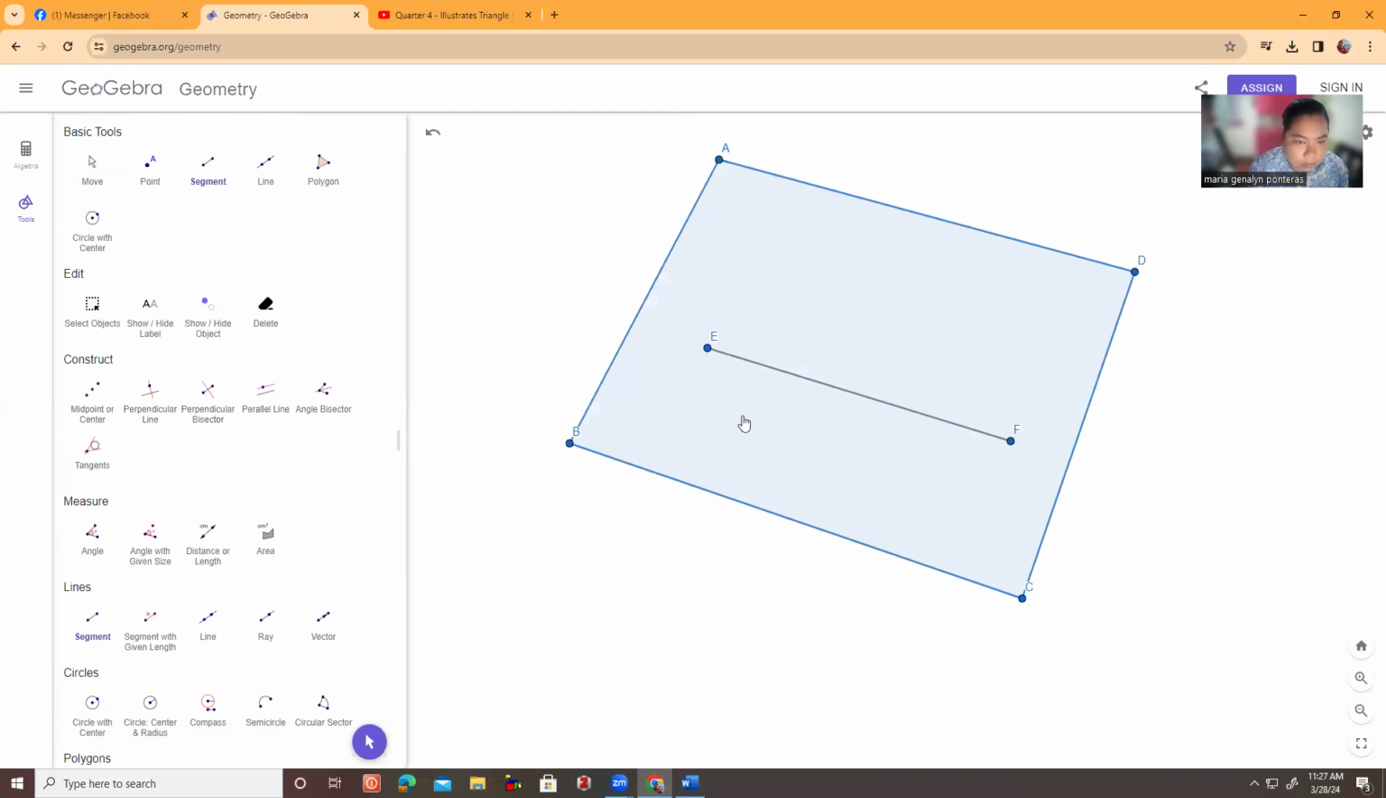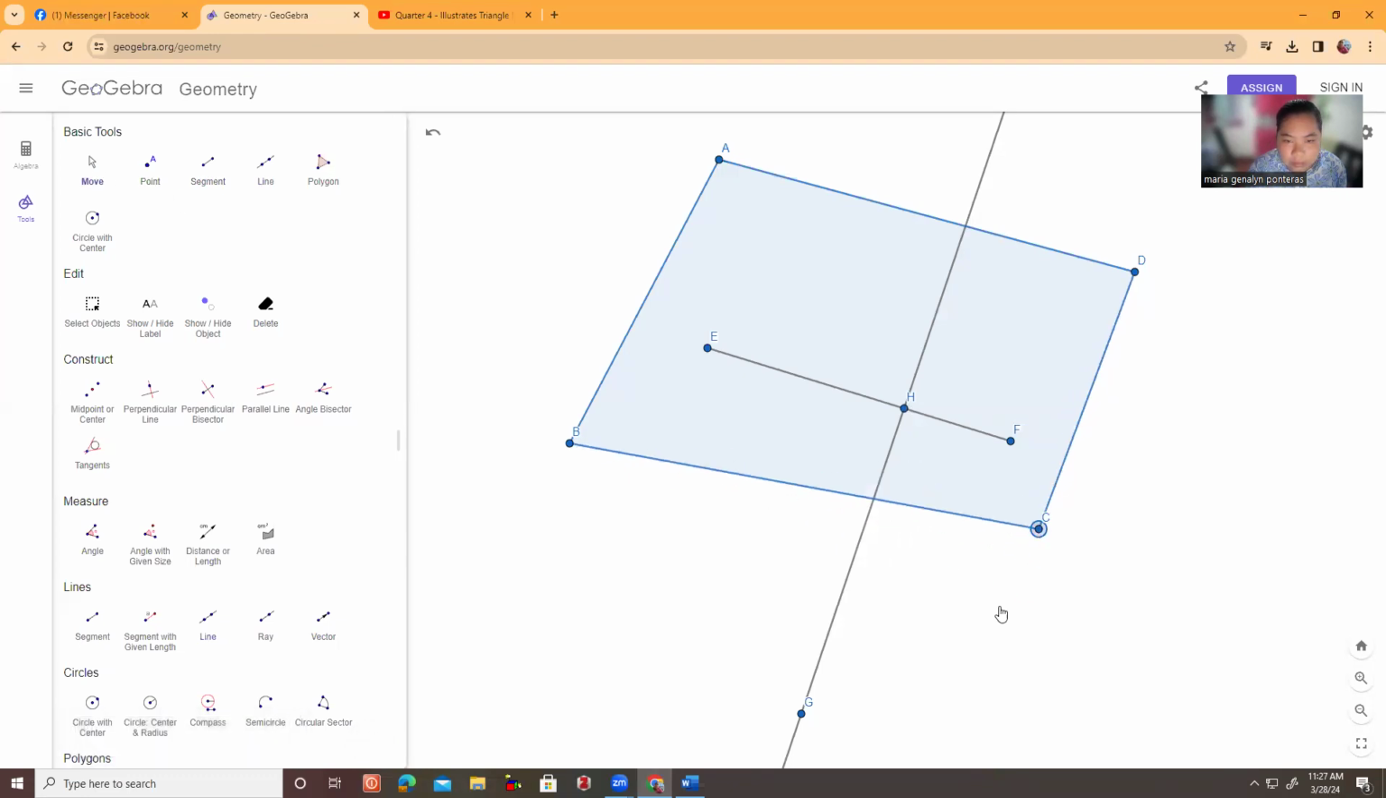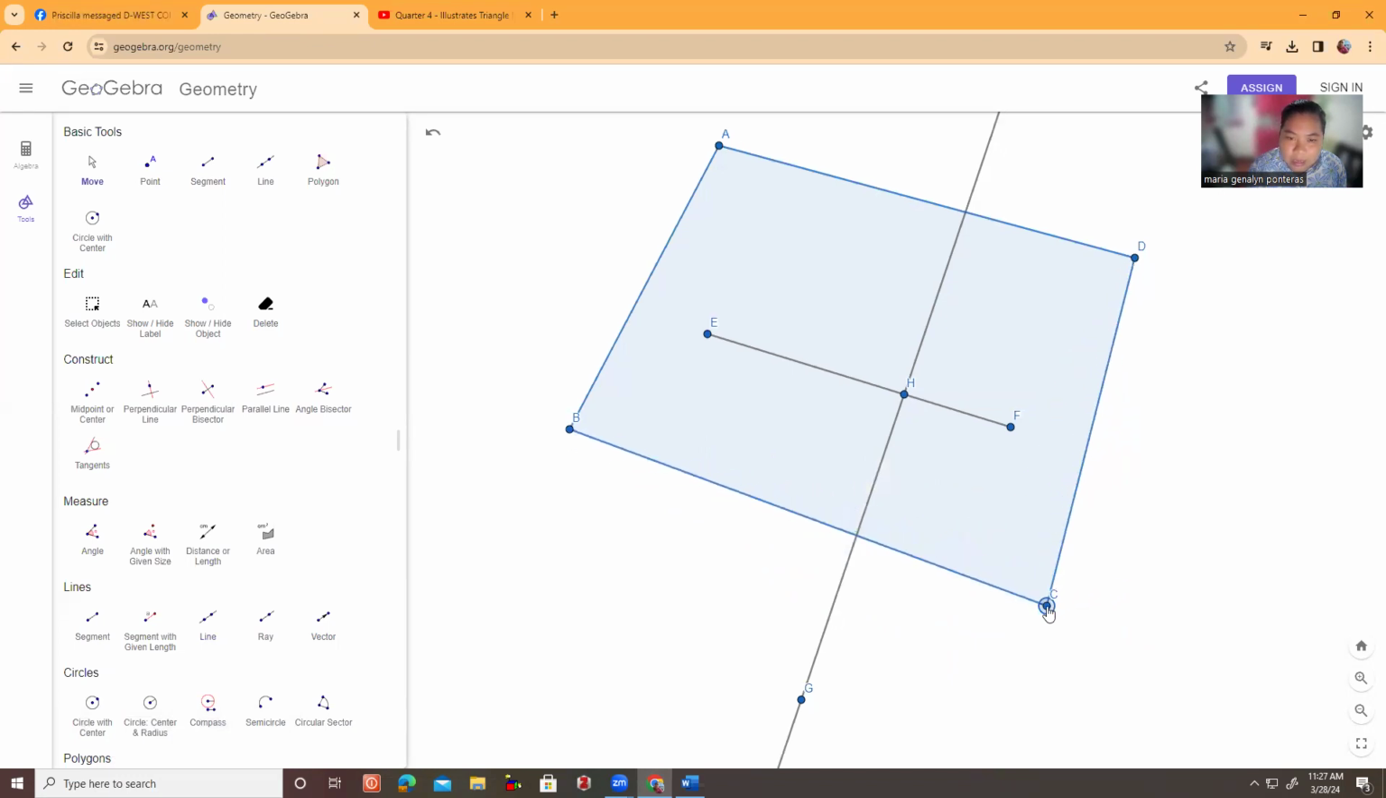Aside from that, we have a line that will intersect at exactly one point, and that's point E. This is outside the plane. Do you know if it's outside the plane? See, if I move the plane, the line GH is not affected because GH is outside the plane. It intersects line segment EF at point H.